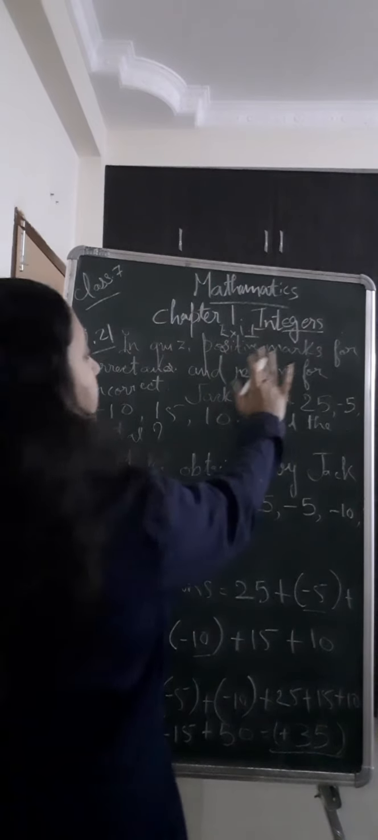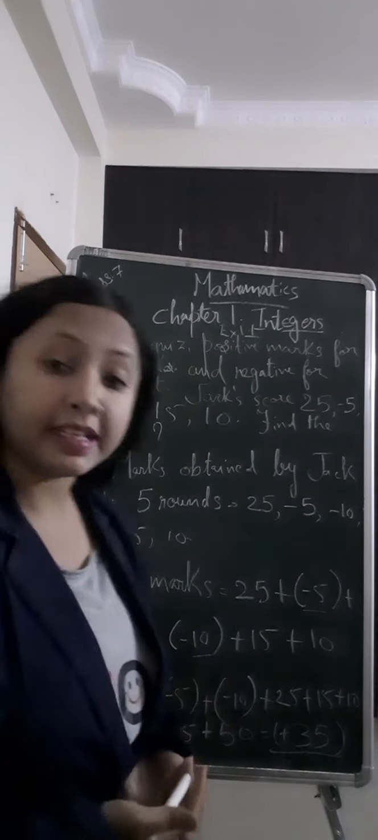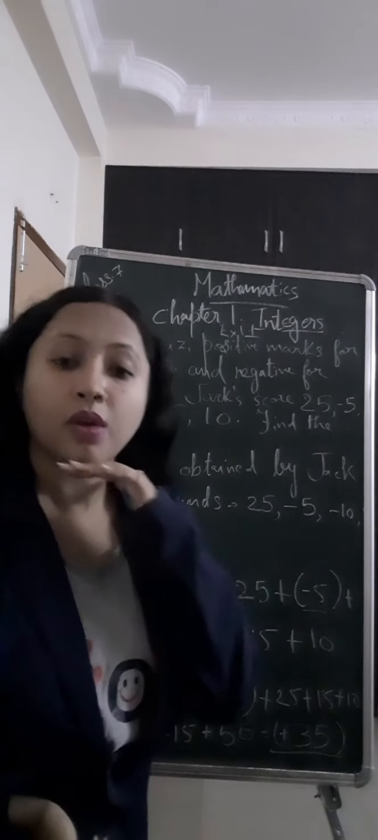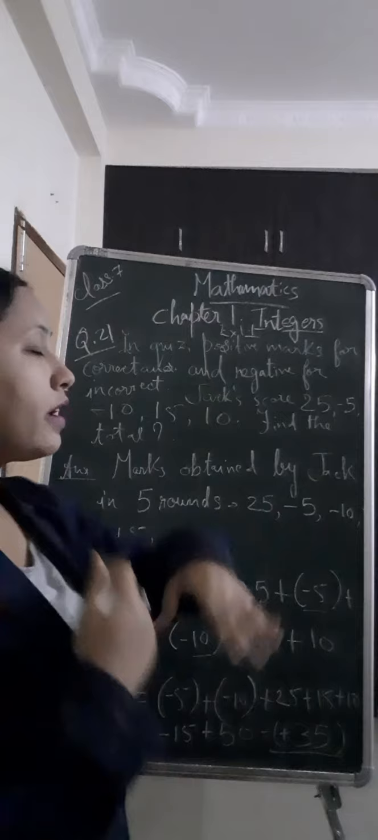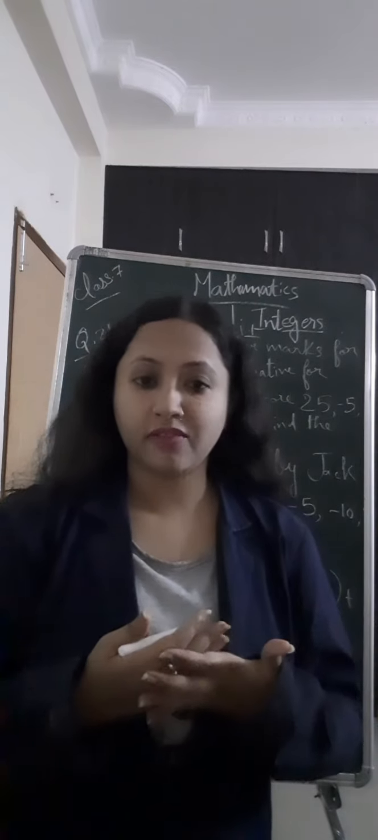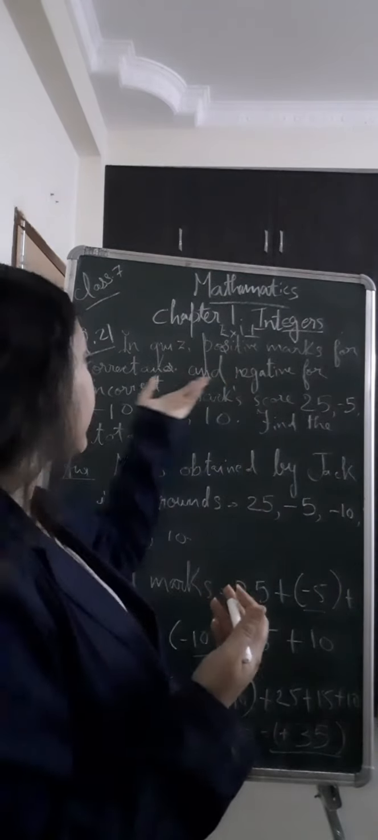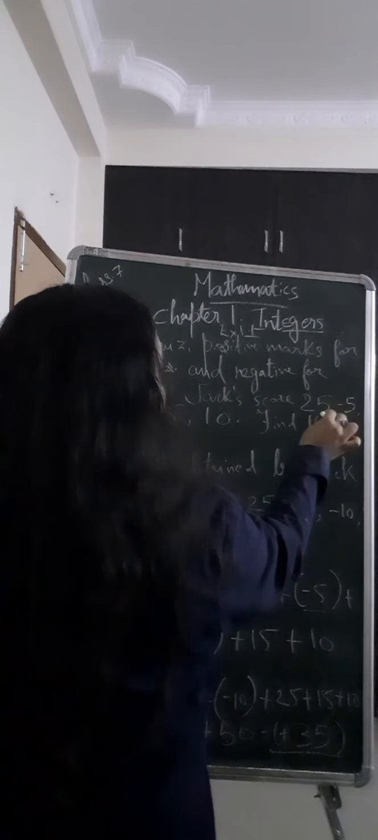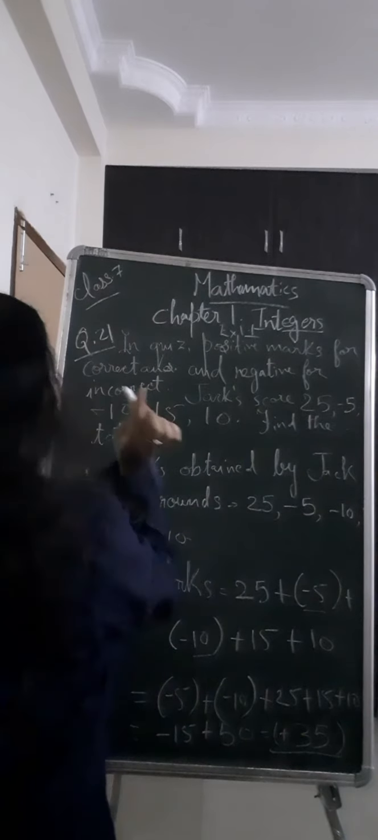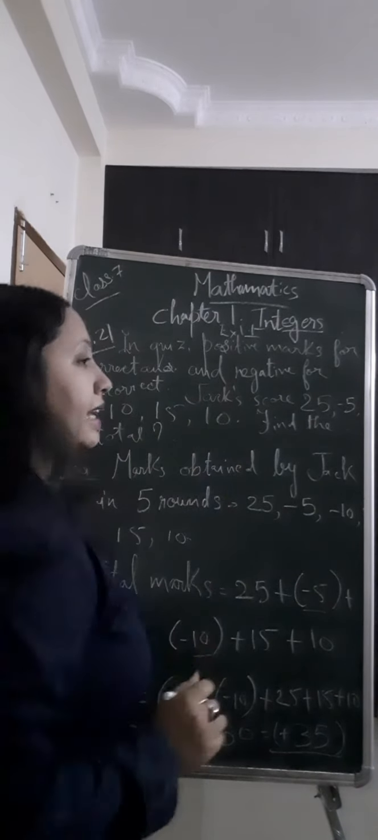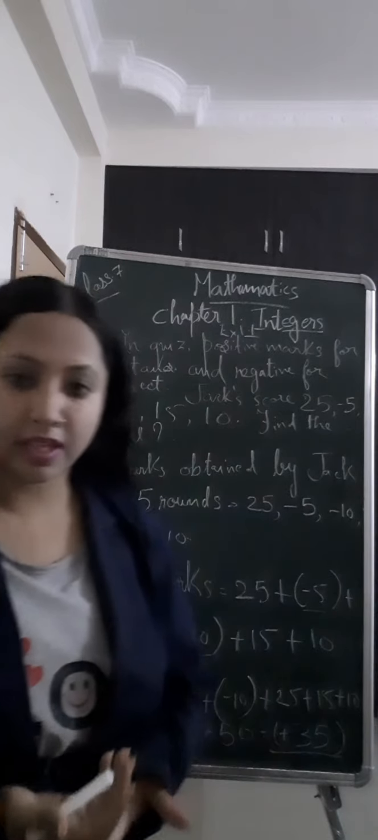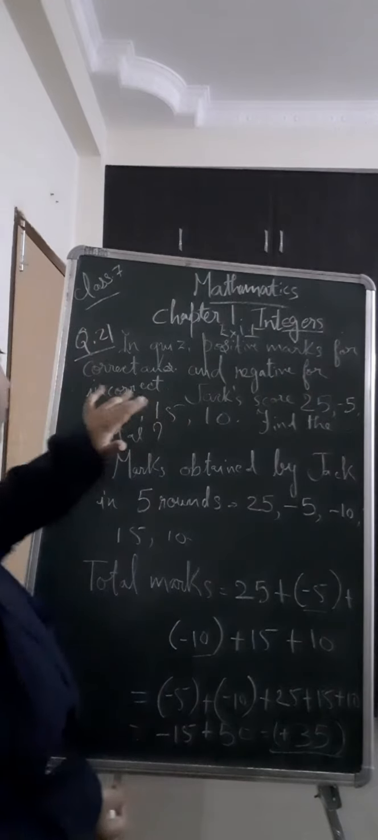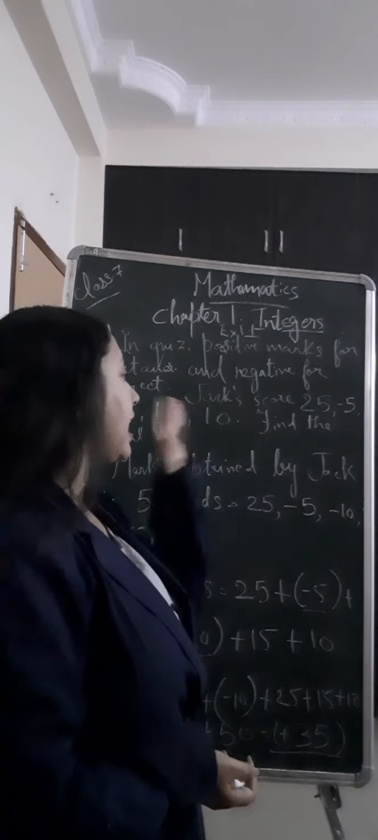In the quiz, positive marks are given for the correct answer and negative marks are given for the incorrect answer. Okay, so there is a quiz competition. For every correct answer, positive marking is done, and for every incorrect answer, negative marking is done. Now, Jack has scored 25, minus 5, minus 10, 15 and 10 marks in 5 rounds of the quiz. Okay, so there have been different rounds.